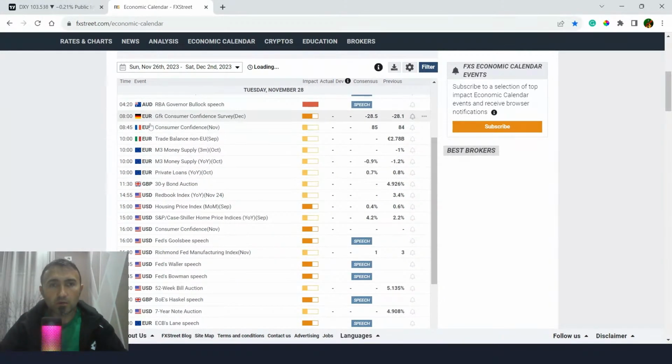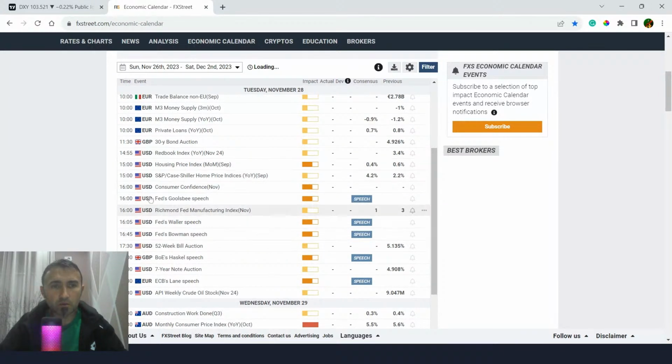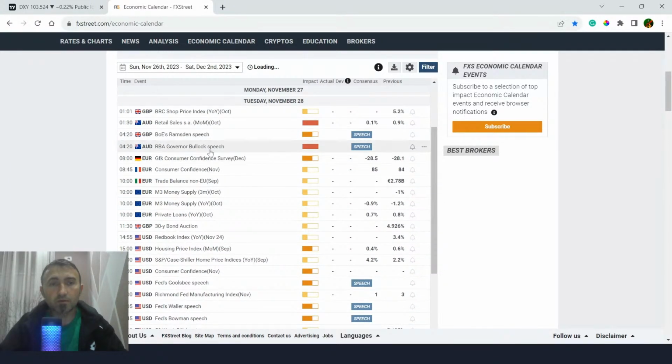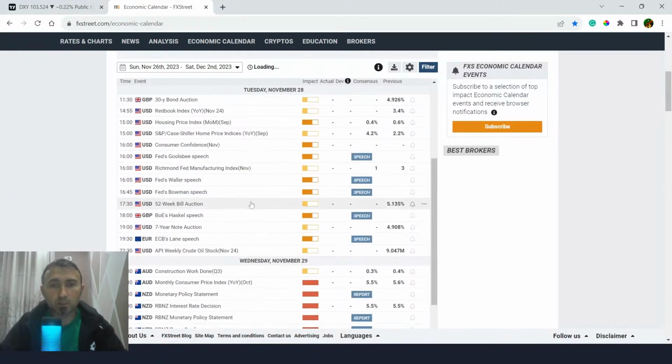During the day, we don't have many important data. This indicator is very important: the GfK Consumer Confidence Survey for Germany. During the rest of the day, we don't have anything important yet. And near the close of the London market, we can see that these data are also very, very soft. So the focus for Tuesday will be only on the retail sales from Australia and the speech from the Bank of Australia as well.